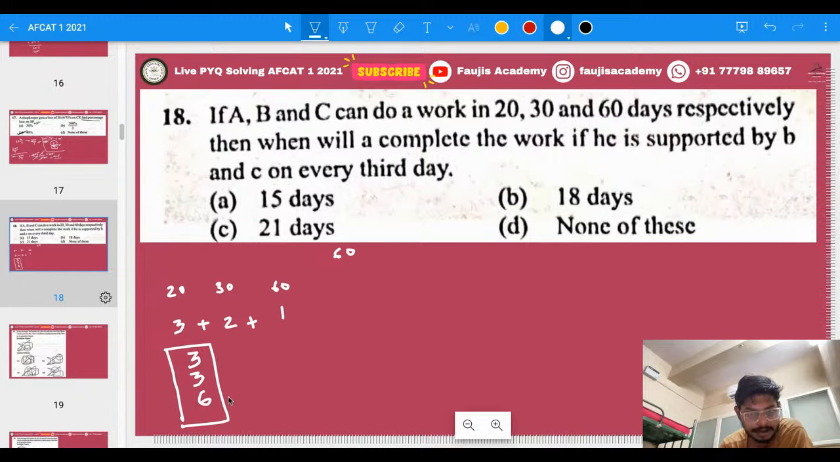Which means this set of 3 days will give you 12. In a set of 3 days, 12 work is completed. That means divide by 12. That means we will need 5 such sets. So 3 into 5. How many days will it take? It will take 15 days to finish off the work.